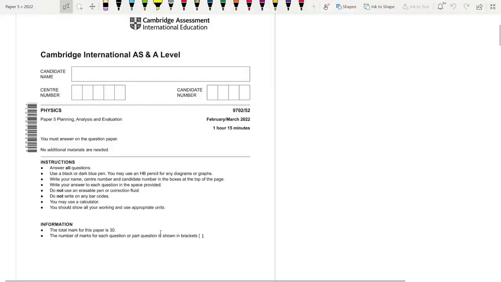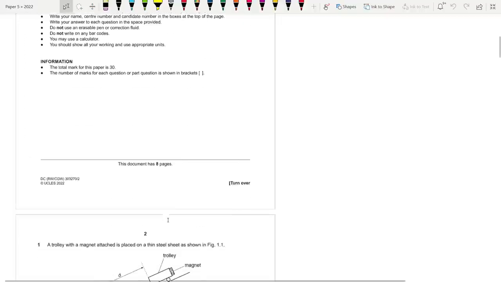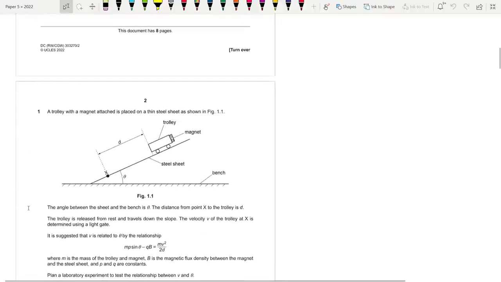I'm solving this physics paper 5 variant today. This is February March 2022, 9702 variant 52. Paper 5 is 30 marks, divided into two sections, part 1 and part 2. Part 1 is planning. The second part is analysis and evaluation. So let's start with number 1.